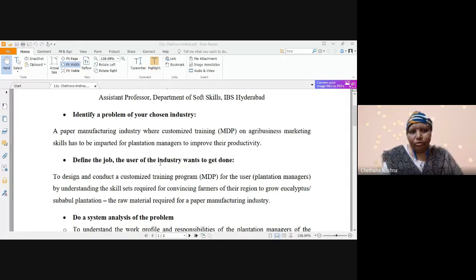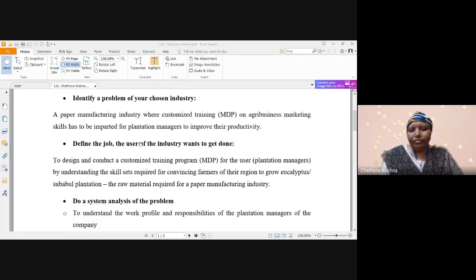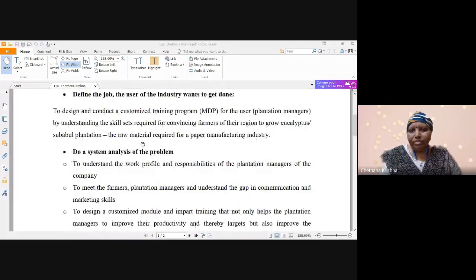And I have to do this assignment, that is agribusiness marketing skills, to be imparted to plantation managers. This is my latest assignment, and this is going to happen in the last week of January. So they have asked me to improve their productivity. Now first we should understand what is the job of the plantation manager. That is the problem analysis.